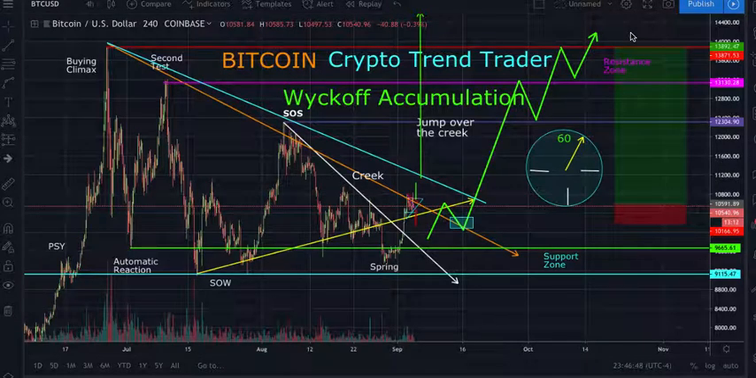I'm Crypto Trend Trader, and today we're going to be taking another look at the Wyckoff Reaccumulation pattern.